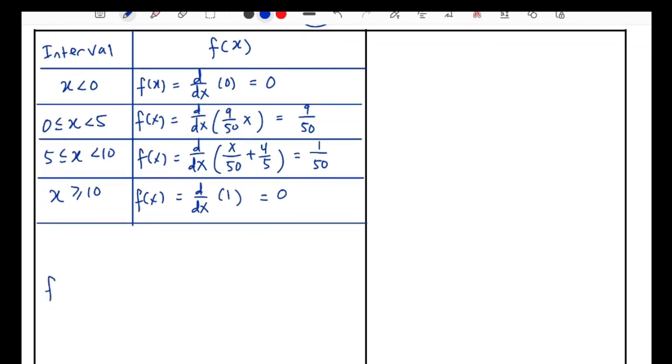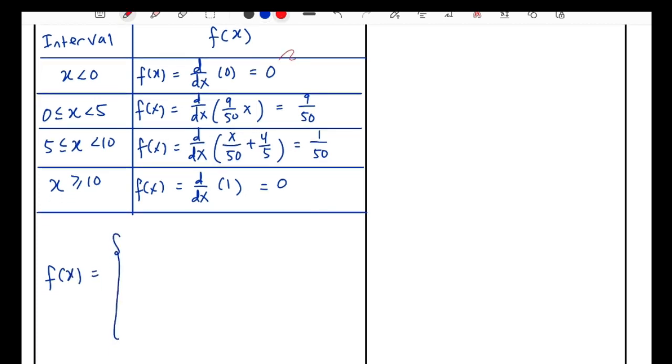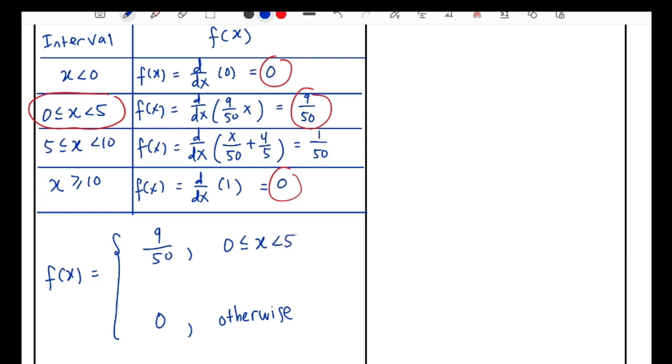And then we're going to write it into the function form. So the first value is 0, but we get 0 here too, so we're just going to write 0 otherwise. And then the second one is 9 over 50, and it is only valid from 0 to 5. The third one, 1 over 50, and it is valid from 5 to 10.